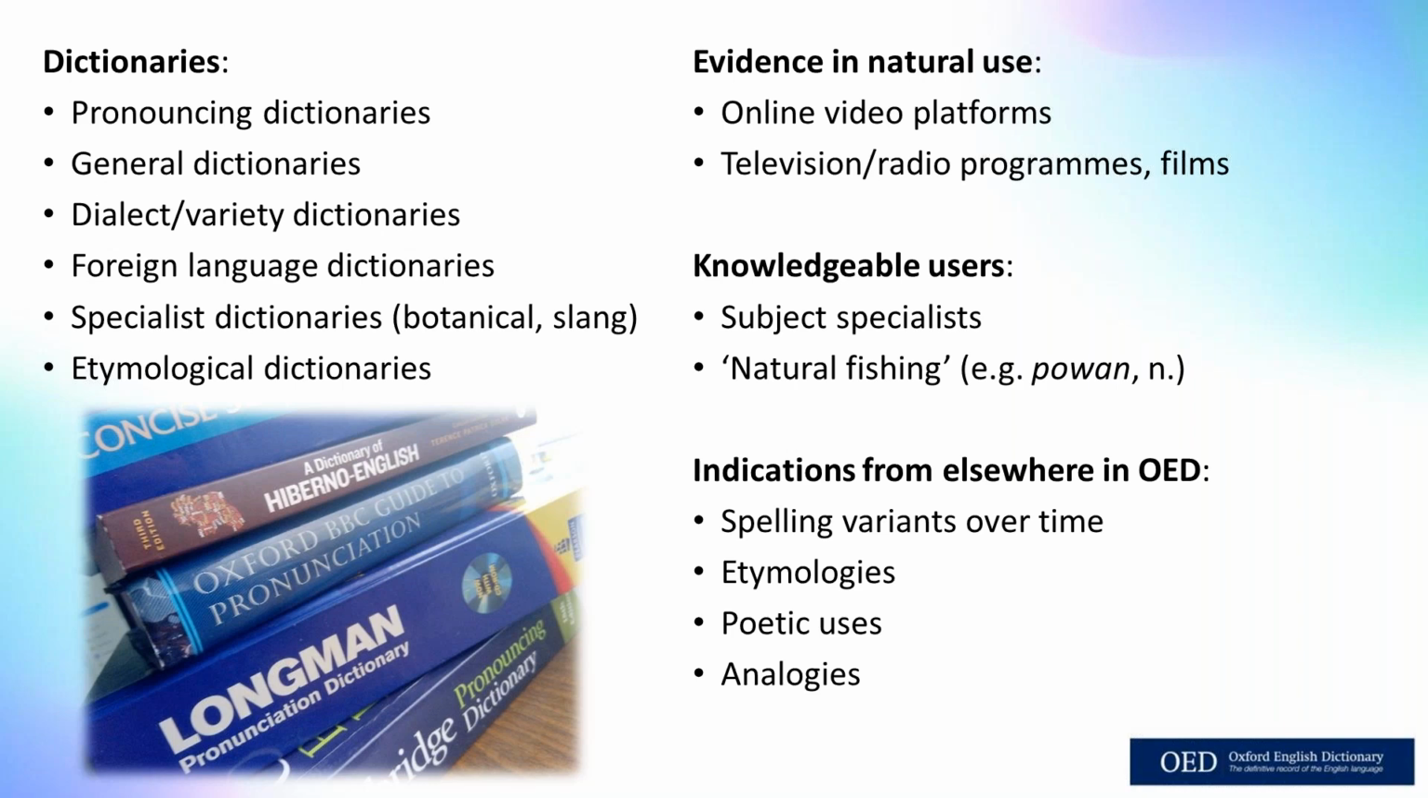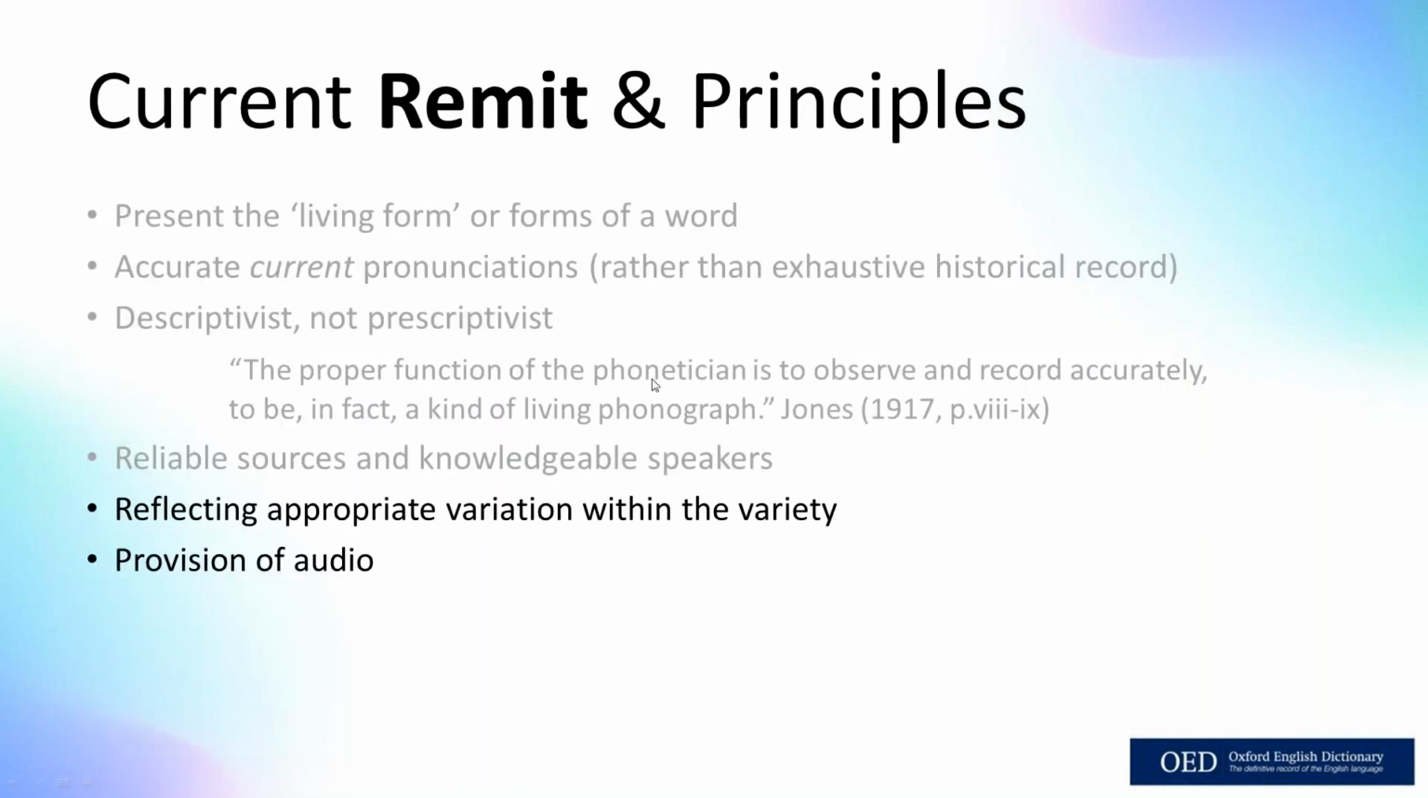Let's just return to that broader remit then. There are two additional points just to mention here. The first is that we are seeking to represent appropriate variation. Now, some of this is fairly systematic, such as coalesced and non-coalesced forms of tune, tune. But some variation is from establishing that there's a lack of agreement within the field of users for a specific lexical item.